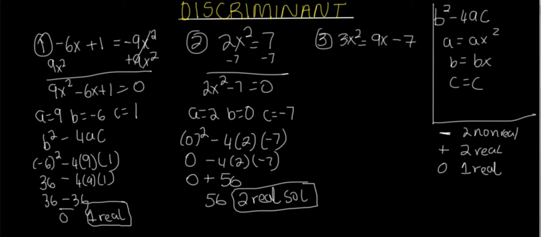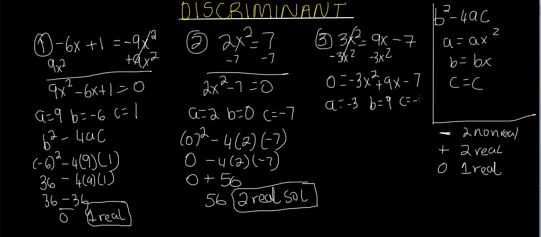All right, finally this one. I could either move my 3x squared to this side or move these two. It really doesn't matter. Let's just move the 3x squared because it seems easier. Just remember to put it in the front. So 0 equals negative 3x squared, plus 9x minus 7. If I moved these to the other side, I would get different signs, but it would all work out when we do the simple math. So here I have a is negative 3, b is 9, and c is negative 7.